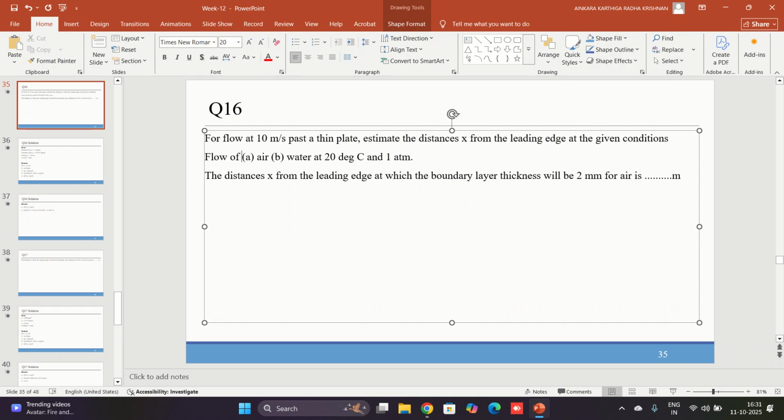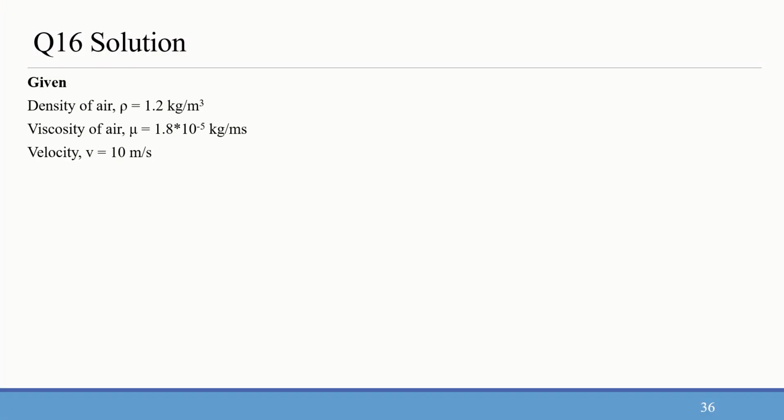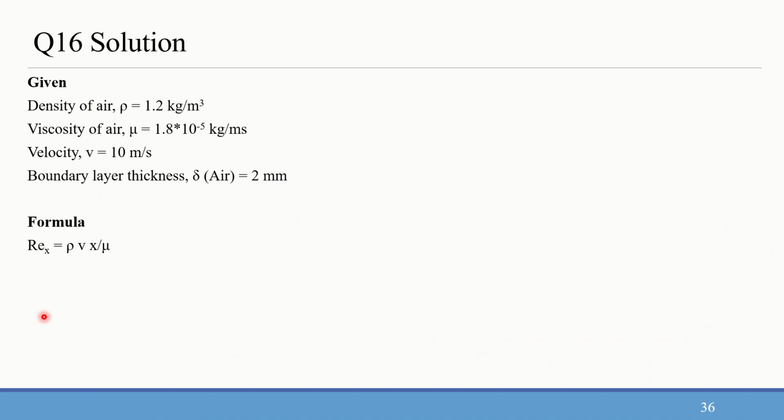The flow of air and water at 20 degrees Celsius and 1 atmosphere, which was not given, so we are taking the conditions at 20 degrees Celsius and 1 atmosphere. The boundary layer thickness for air is 2 mm. Now we know the formula that Reynolds number is given by rho v x by mu. What is unknown here? Unknown is x. We know delta is equal to 5x by square root of Re_x. So we can calculate x is equal to delta into square root of Re_x divided by 5.